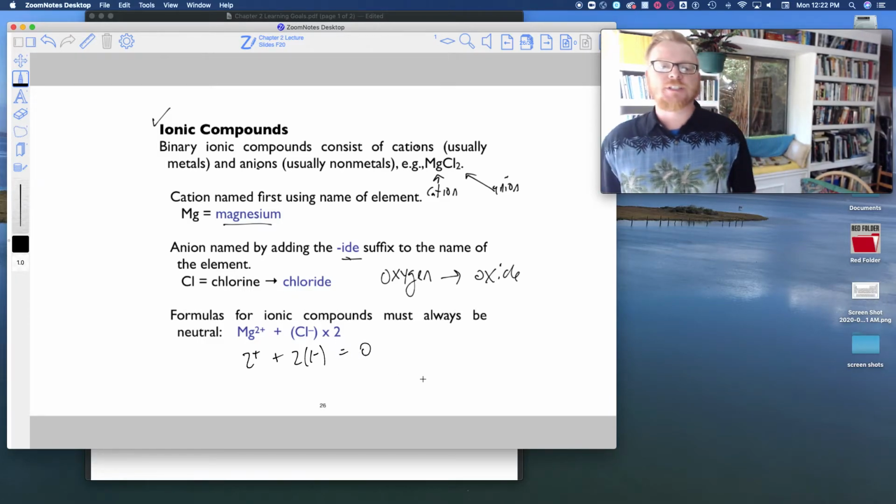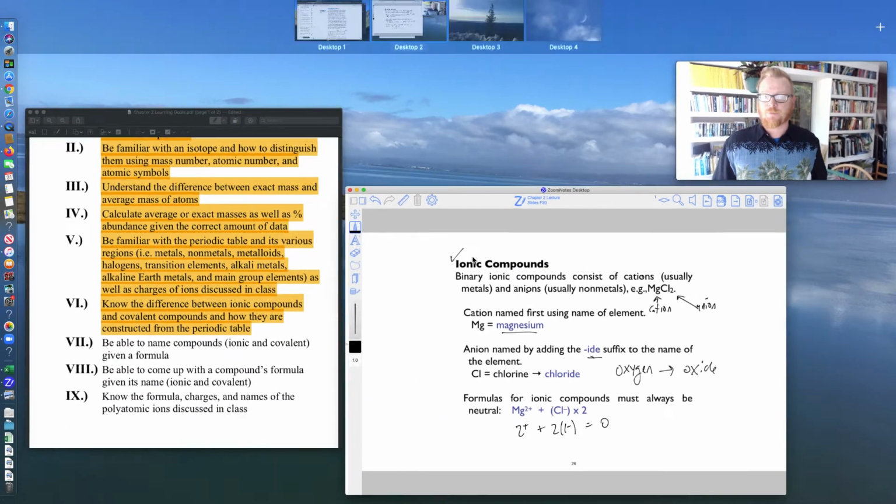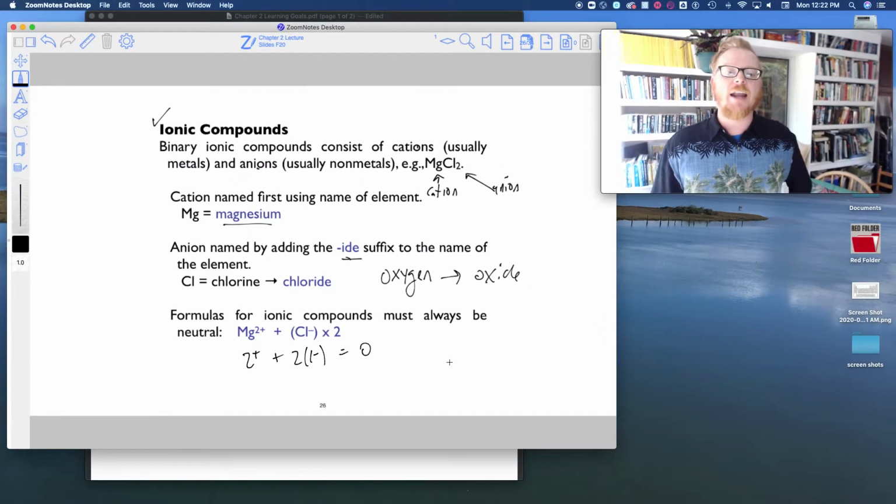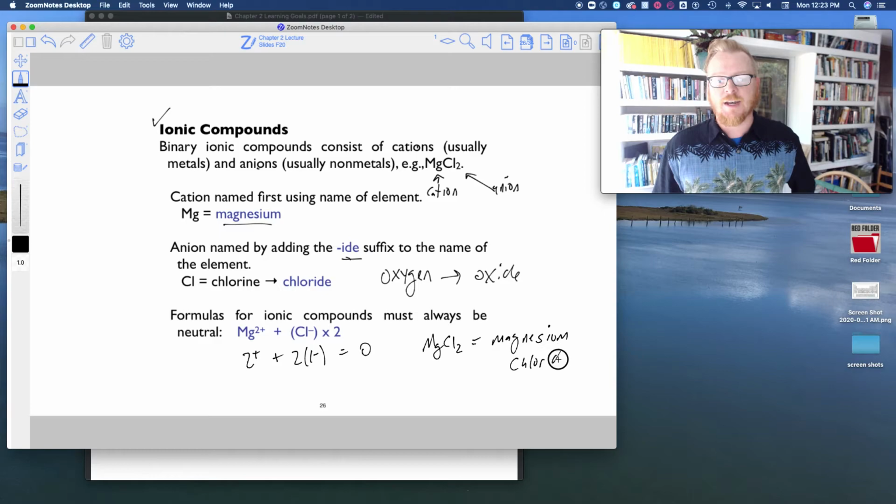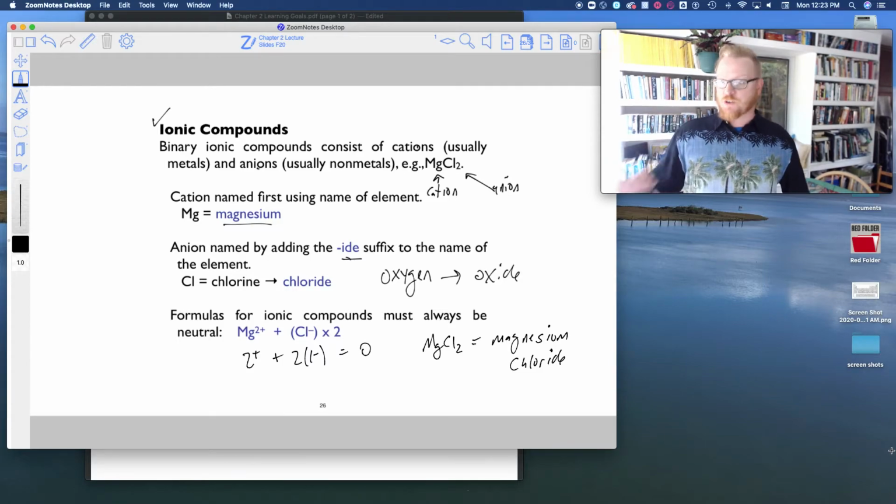In other words, the charges have to add up to 0. Okay? So in ionic compounds, we're just going to say the name of this compound. The name of this compound, MgCl2, it's just magnesium oxide, or excuse me, magnesium chloride. That's it, magnesium chloride. There's no di, tri, tetra, etc.